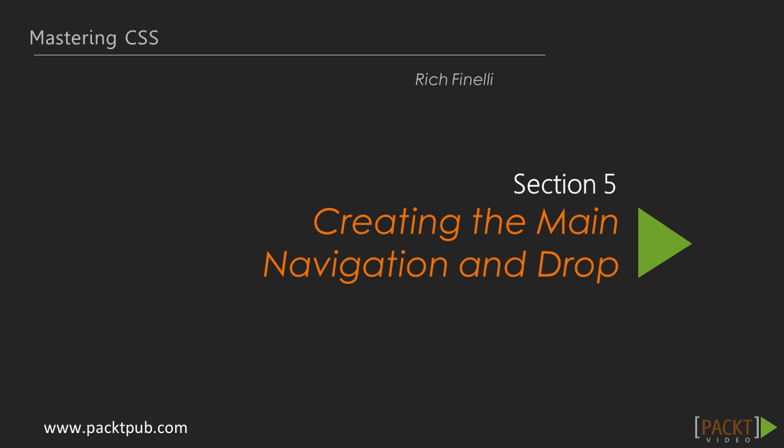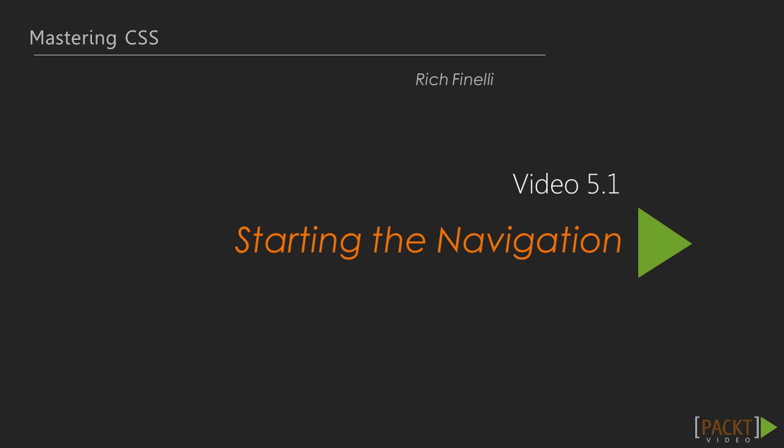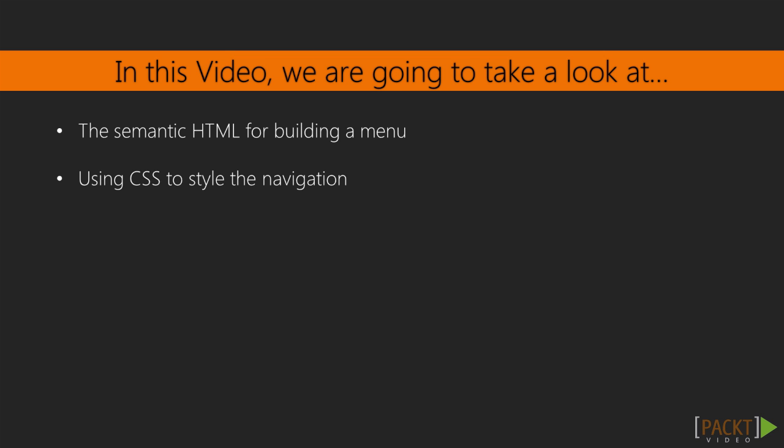In this section, creating the main nav will build out all functionality and presentation of the primary navigation. This is a pretty deep section, as building our main nav involves pseudo classes, absolute, relative, and fixed positioning, plus a bunch more like CSS animations. In this video, starting the nav, we'll begin by creating the cleanest HTML possible, and then we'll plug in the basic CSS to get it started.